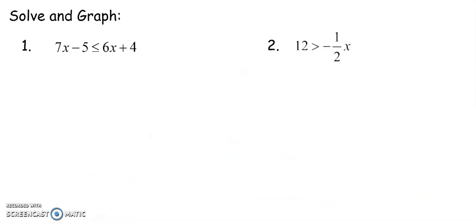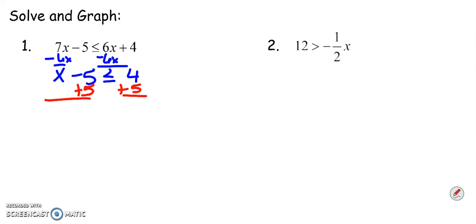For this first one, we don't have any parentheses, we don't have anything to distribute. We only have two terms on each side. We want to end up with our variable on the left. So we're going to move this 6x by subtracting 6x from both sides. 7x minus 6x makes 1x. Our variable is on the left. Now we're going to move our constant term, our 5, just like we did on an equation. And notice on each one of these, I'm just going to keep bringing the inequality symbol down. So I just bring down this less than or equal to symbol. And x is less than or equal to 9.